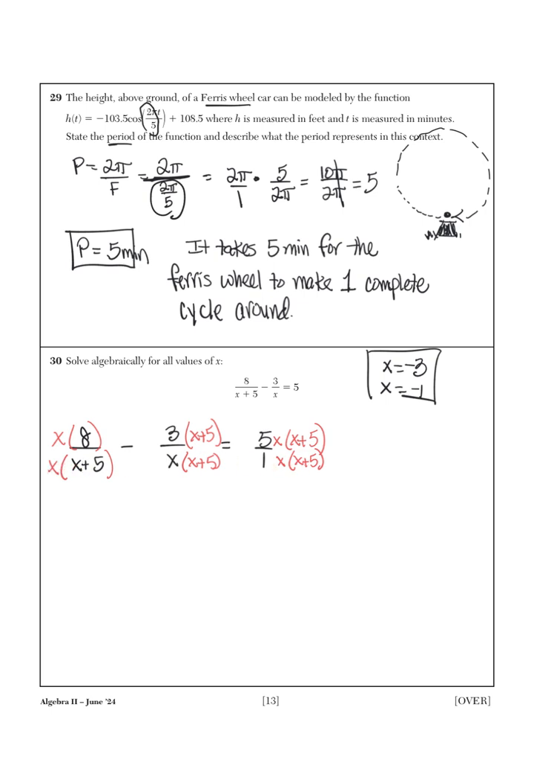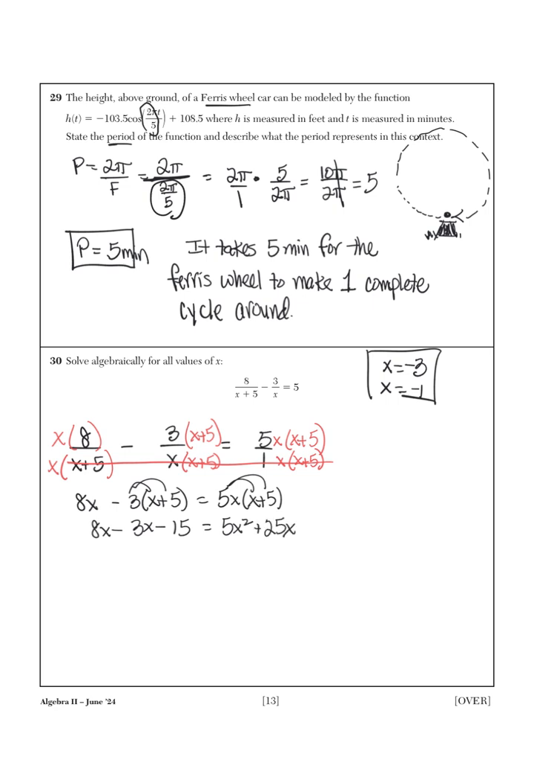So I'm just going to go through and go like this. They're all gone now. So then really all that we have is 8x minus 3 times x plus 5 equals 5x times x plus 5. And now I'm just going to distribute here, and I'm going to distribute here, and let's see what we get here. So we have 8x minus 3x minus 15 equals 5x squared plus 25x.